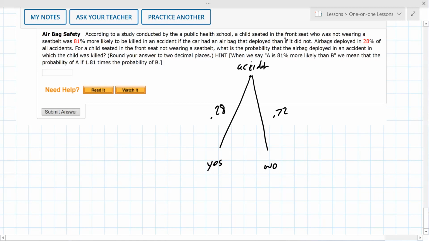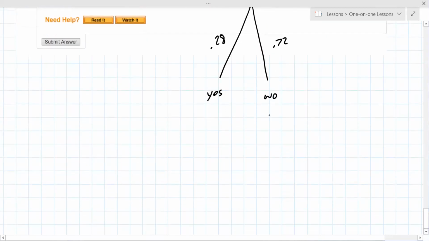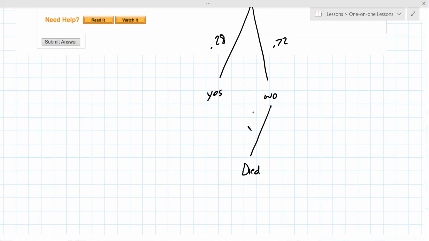If they were not wearing a seatbelt, they were 81% more likely to be killed in the accident if the car had an airbag than if it did not. Okay, so this is one of those problems again. They weren't wearing a seatbelt, and they died. It's saying 81% more likely to be killed in an accident if the car had an airbag that deployed than if it did not. Okay, sorry, this is a little awkward.